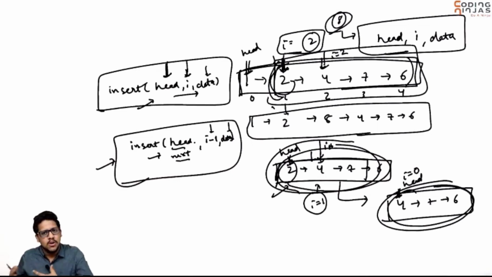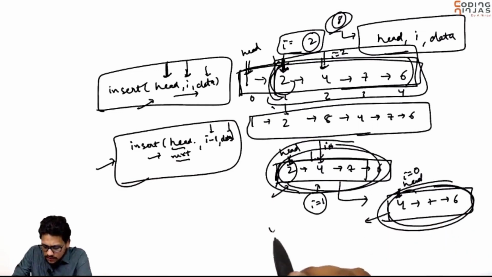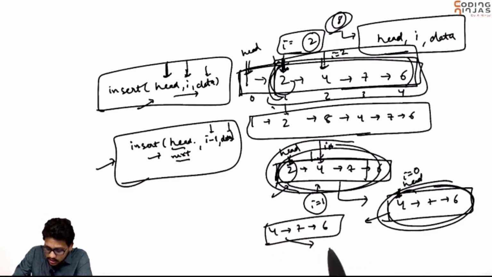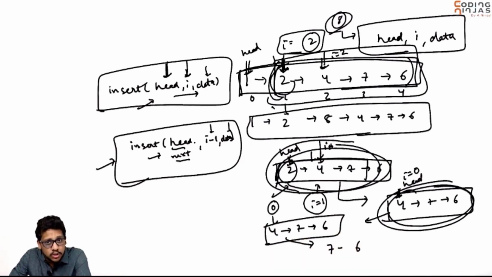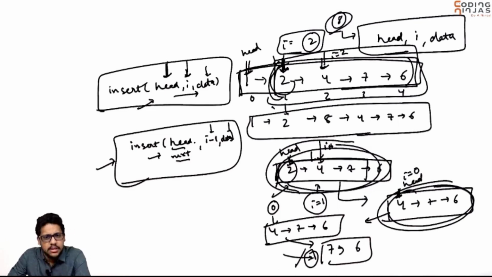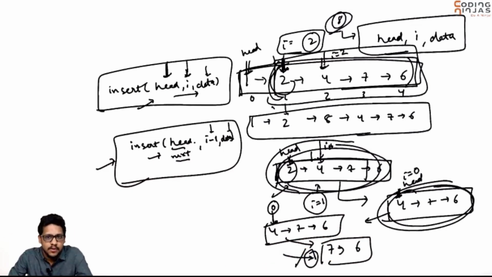Now you will keep on doing it until which position? You have come here: 4, 7, 6. Will you say, hey, you were told to insert at 0th position in your linked list, so now insert at minus 1 position for 7, 6? I think that doesn't make sense. I think at 0th position you need to handle it.